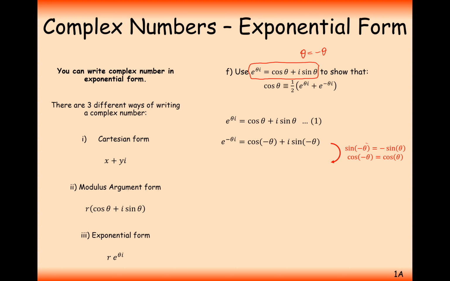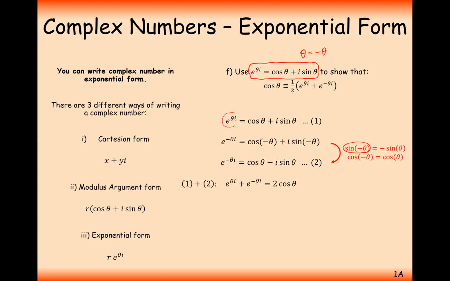If you've got a minus angle inside a sine function, you can move that negative symbol to the front. And when you've got cos of a negative angle, that's going to be cos of that positive angle. So we're going to move the negative symbol to the middle, and we're going to call that equation 2. Now what we're going to do next is add equations 1 and 2 together.